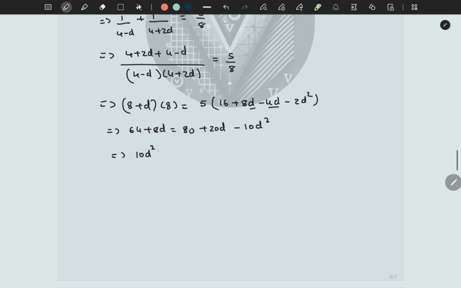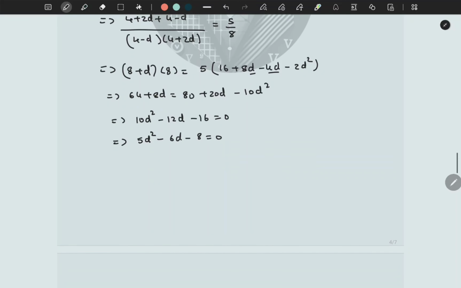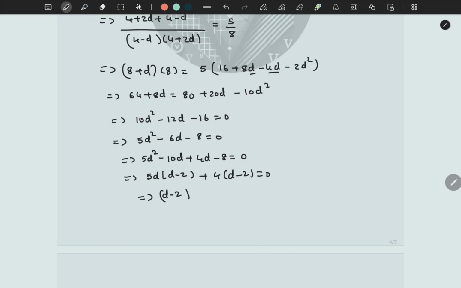So if I rearrange, I get 10d square minus 12d minus 16 equals 0, and if I divide by 2, I get 5d square minus 6d minus 8 equals 0. So 5 into 8 is 40. I think we can write this as 5d square minus 10d plus 4d minus 8 equals 0. So I can take 5d common: I get 5d times (d minus 2) plus 4 times (d minus 2) equals 0. So if I take d minus 2 common, I get (d minus 2)(5d plus 4) equals 0. That means d will be equal to 2 or minus 4 by 5.